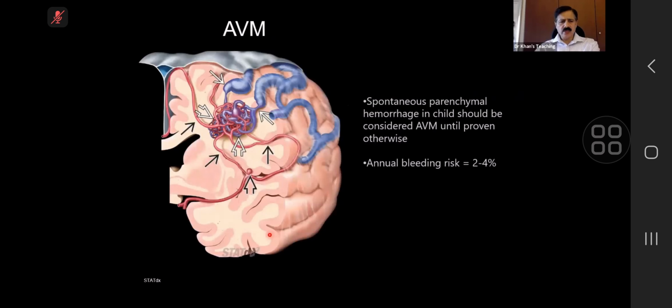Now, as far as AVM is concerned, this scenario you have to remember for your VIVA. If an examiner shows you an intermittent intracranial hemorrhage, particularly in a child, you have to think that there must be an underlying AVM, and for that further imaging will be required. AVMs have an annual bleeding risk of 2 to 4%. This is self-explanatory, and there can be aneurysms also associated with these AVMs.